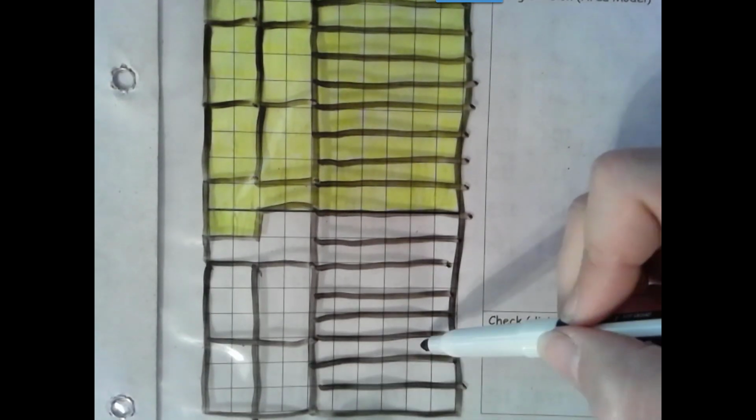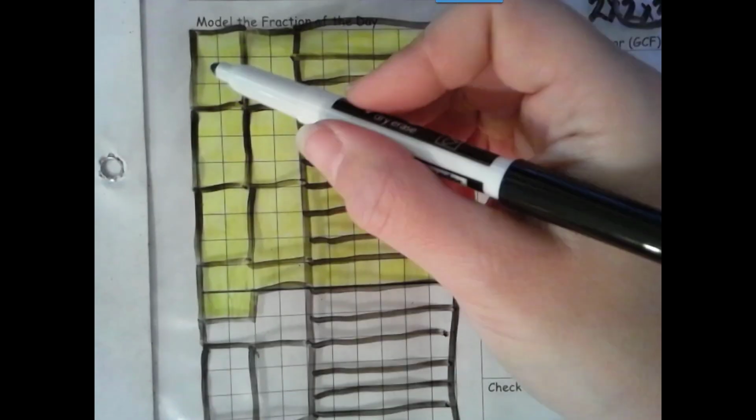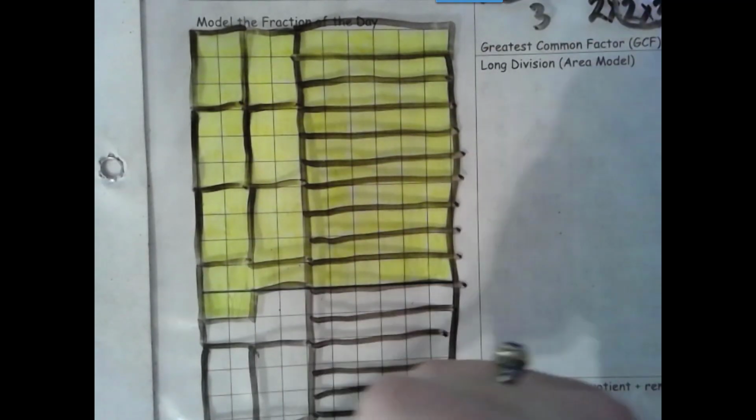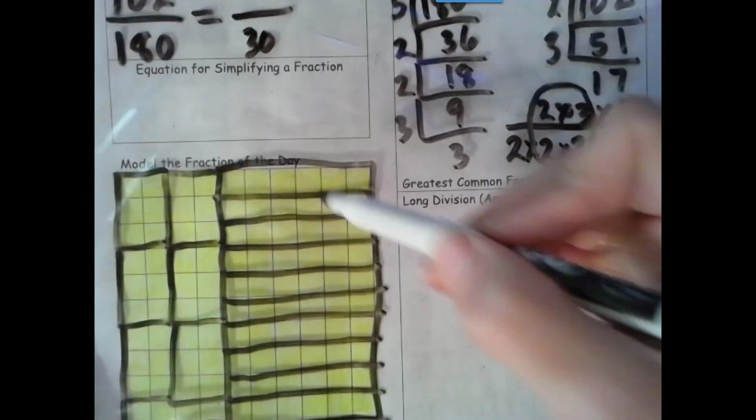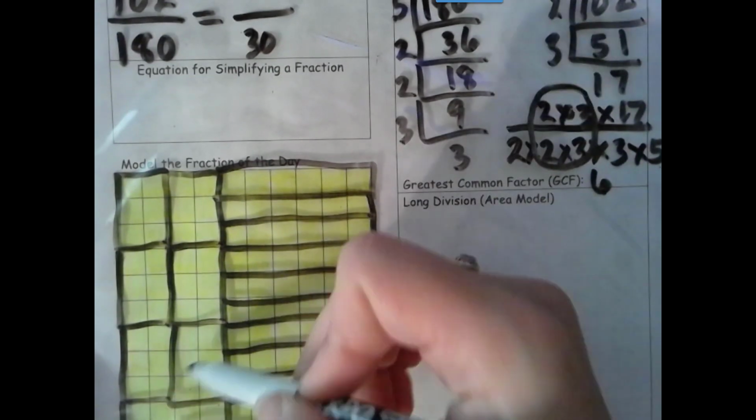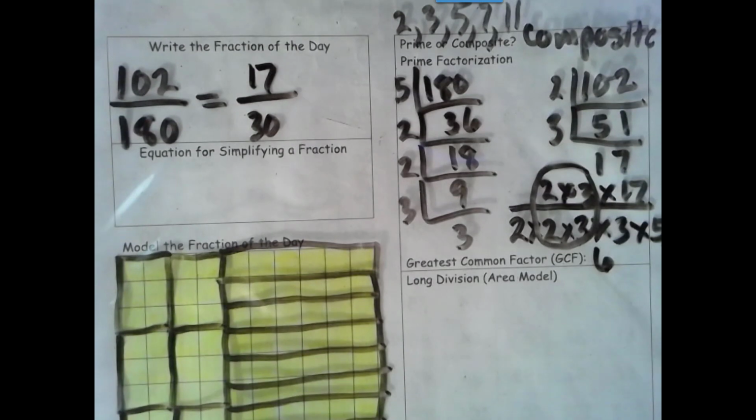All right. Let's count up our total groups of 6. 1, 2, 3, up to 30 total groups. And we have 1, 2, 3, up to 17 shaded in.